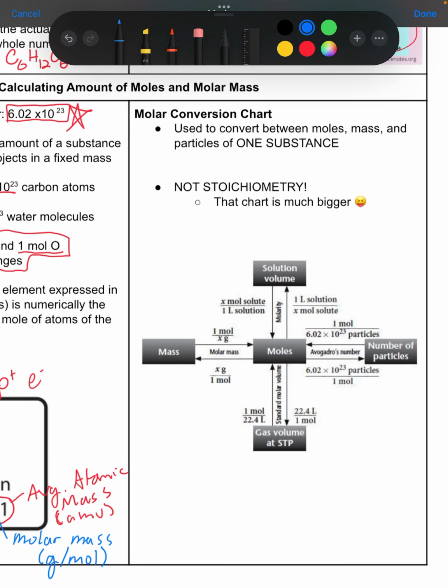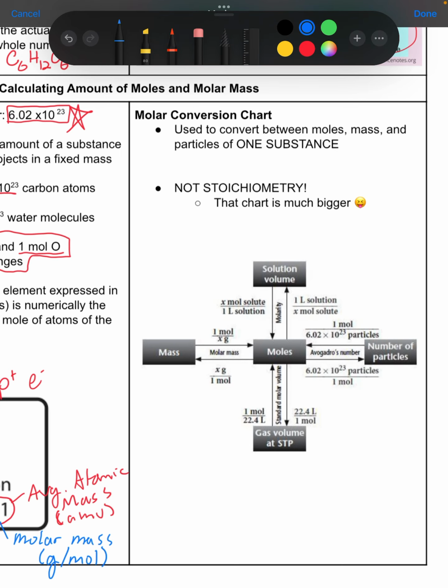All right. Next thing we have to talk about is the molar conversion chart. Our molar conversion chart is used specifically to convert between moles, mass, and particles of a single substance. This is one of the biggest mistakes that I see in regular chemistry. People start confusing the molar conversion chart with stoichiometry, and this is not stoichiometry. I know it's not stoichiometry specifically because all of these conversions are going to be done about a single substance.